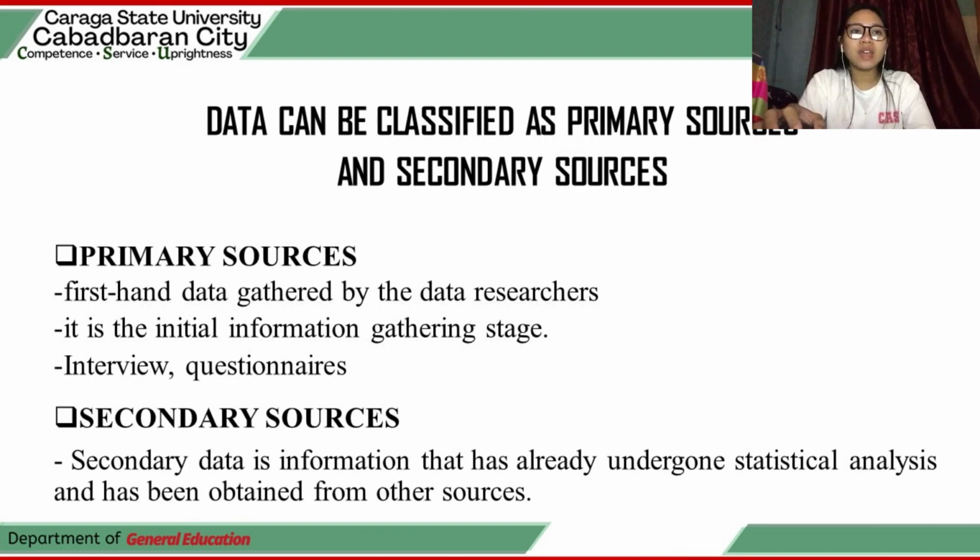So data can be classified as primary sources and secondary sources. Primary sources are the initial information gathering stage: first-hand data gathered by the researchers, where interviews, questionnaires, and surveys are conducted. Secondary data is information that has already undergone statistical analysis and has been obtained from other sources. Analyzing data is a method for gathering raw data to extract useful information that consumers may use to make decisions. So the next reporter will discuss analyzing data.